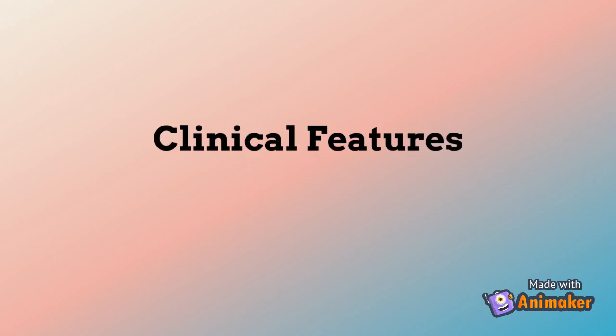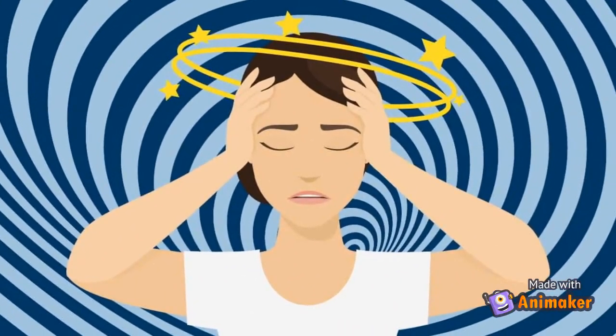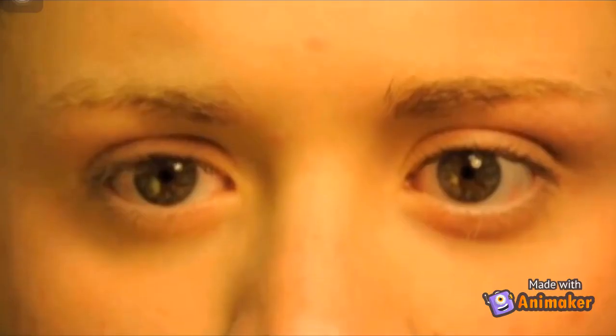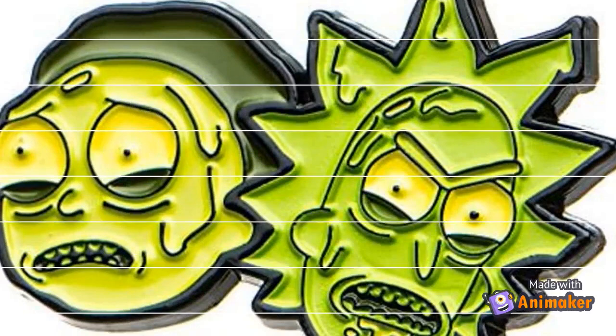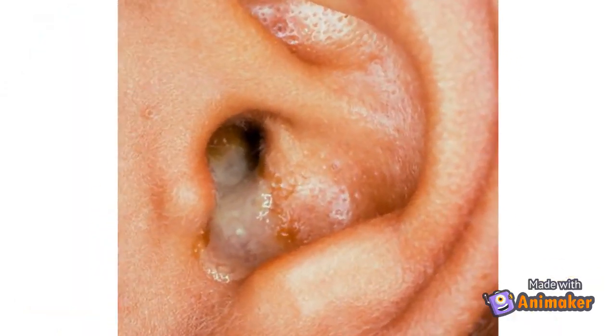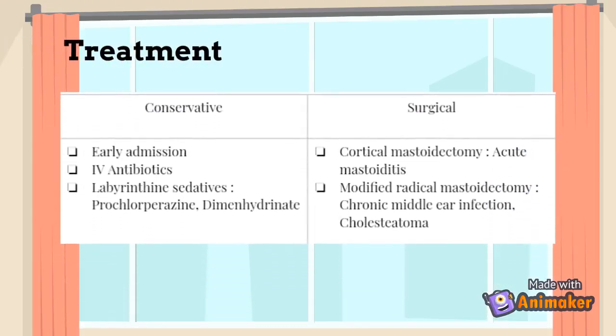Clinical features are vertigo, nausea and vomiting, nystagmus, toxic appearance, and otorrhea. Treatment for conservative is early admission, IV antibiotics, and labyrinthine sedatives. Primary intervention for surgical is mastoidectomy.